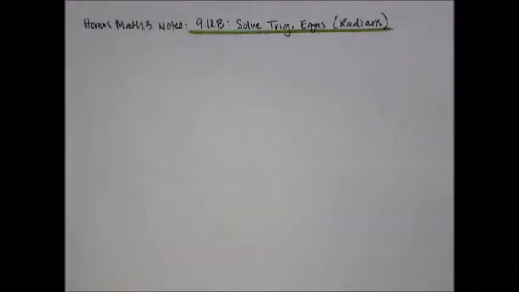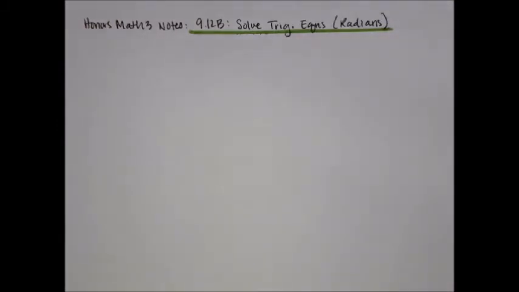These notes are for Honors Math 3. This is 9.12b, which is solving trig equations. And this time we'll be working in terms of radians. So we already had an objective where we were solving trig equations in terms of degrees.